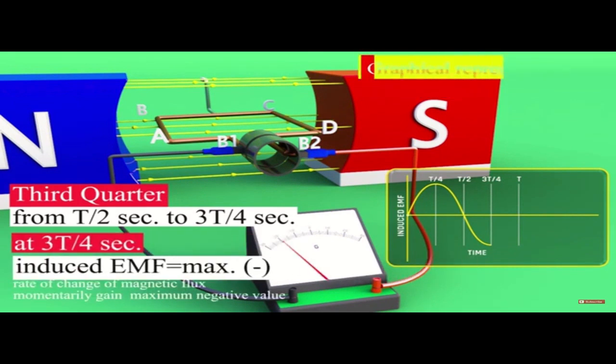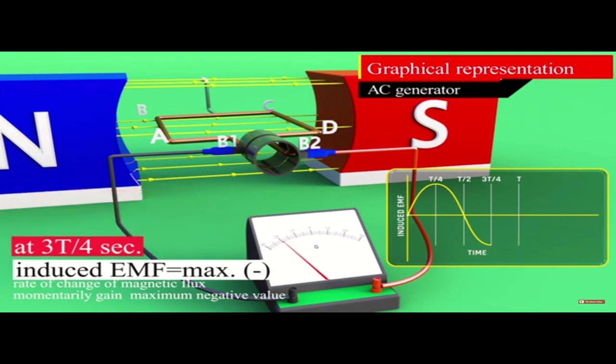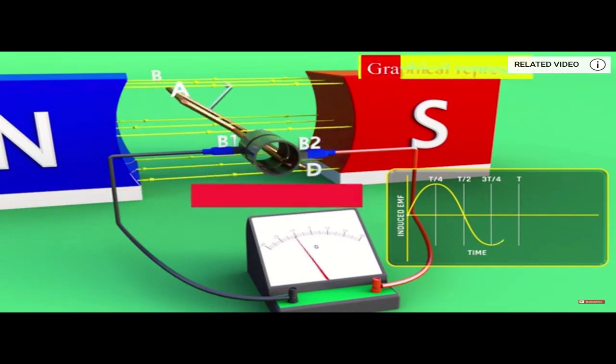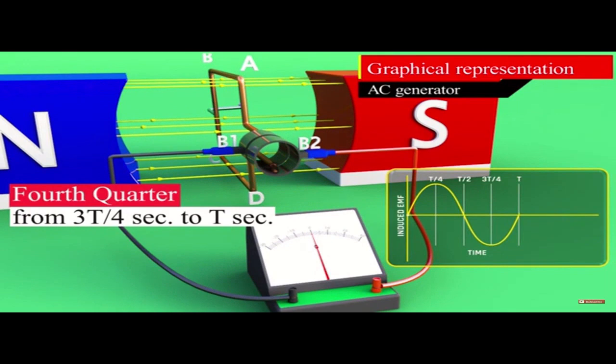Finally, during the last quarter of rotation, from 3t over 4 seconds to t seconds, part of armature AB goes up, part CD moves down. In this period, induced EMF decreases from its maximum negative value to 0. Right. So I think there are too many details here, so we don't have to worry much about it, right?